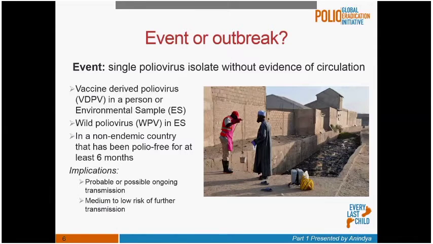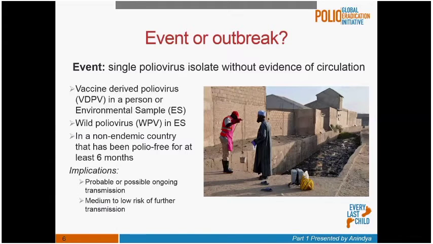An event is a single poliovirus isolate without evidence of circulation. That means it could be a vaccine-derived poliovirus in a person or an environmental sample. That means a child could have been paralyzed from a vaccine-derived poliovirus, or it could have been isolated from an environmental sample, or it could also be a wild poliovirus, not in a child or in a case, but in the environmental sample. And this has to occur in a non-endemic country that has been polio-free for at least 6 months. You see, in an endemic country, if another wild poliovirus pops up, that does not constitute an outbreak because they're already having endemic transmission.